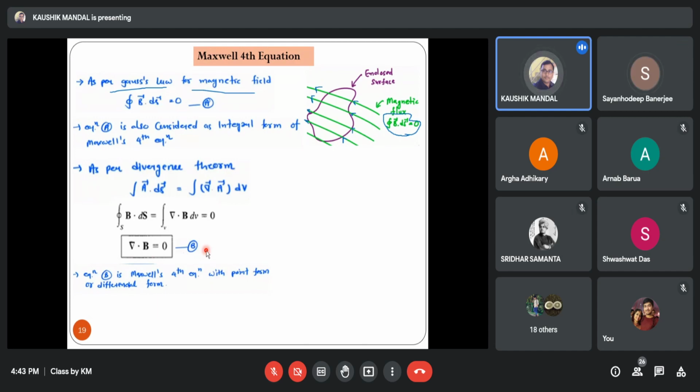Before that, we started with Ampere's law, then we entered into Maxwell's third equation. That is very important. You first start with Gauss's law, then you enter into the fourth equation. You start with Ampere's circuit law, then you enter into Maxwell's third equation. That continuity is very important.